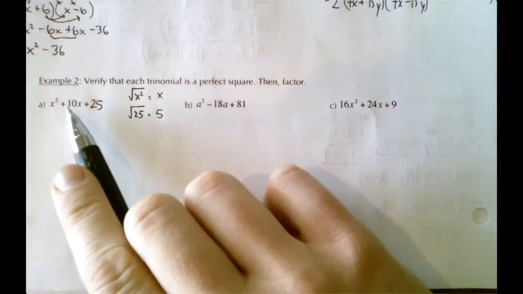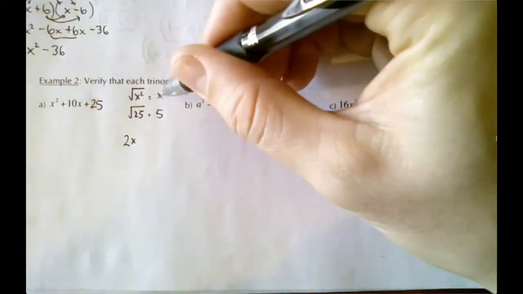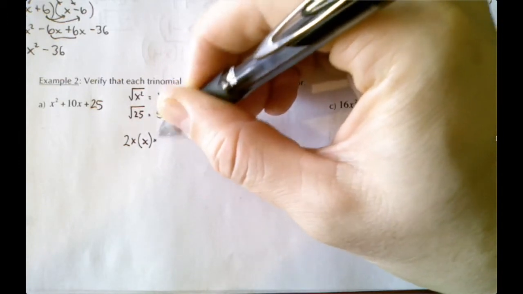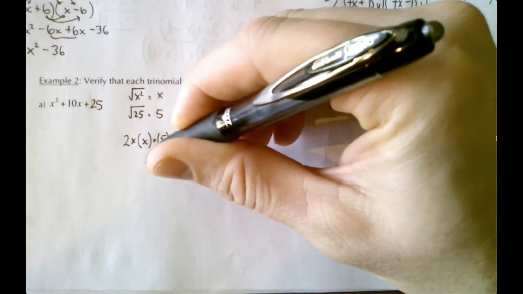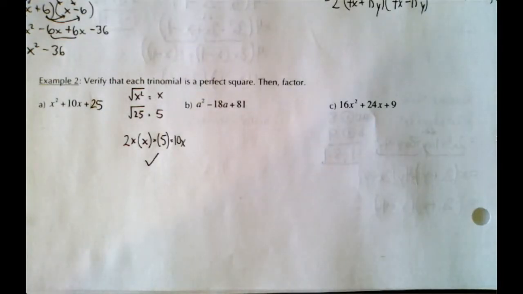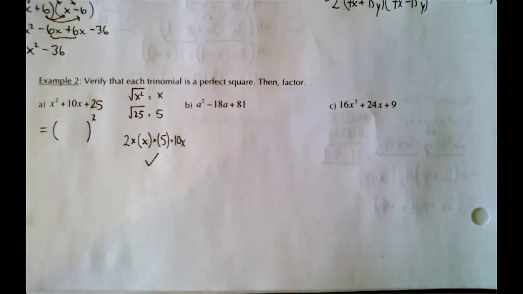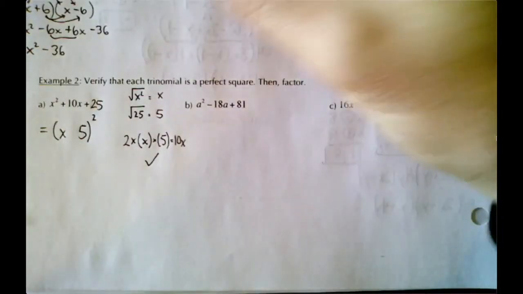Now the middle term has to be 2 times both of these terms. So 2 times x times 5. And if we get the middle term, we've got a perfect square trinomial. And the nice thing about factoring a perfect square trinomial is it's one bracket. And that bracket's squared because it's two of the same bracket. And what's the bracket? Well, it's got x and 5 in it. And the sign comes from here.